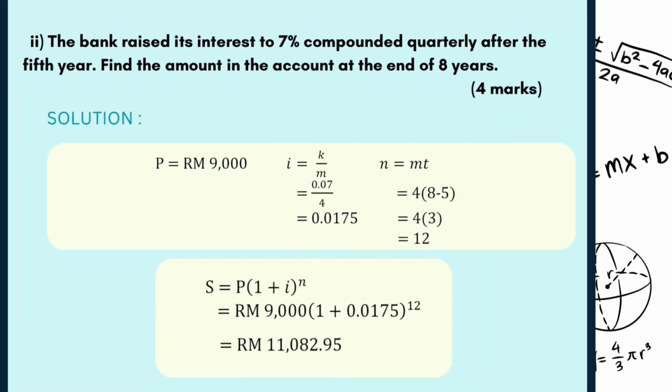For this question, it stated that the bank has raised its interest to 7%. So, the value of I will be changed to 0.07 over 4, which equals 0.0175. And for N, it will be 4 times 3 equals 12. P remains the same amount. Then insert in the formula, it becomes 9,000(1 + 0.0175)^12. The answer will be RM11,082 and 95 cents.